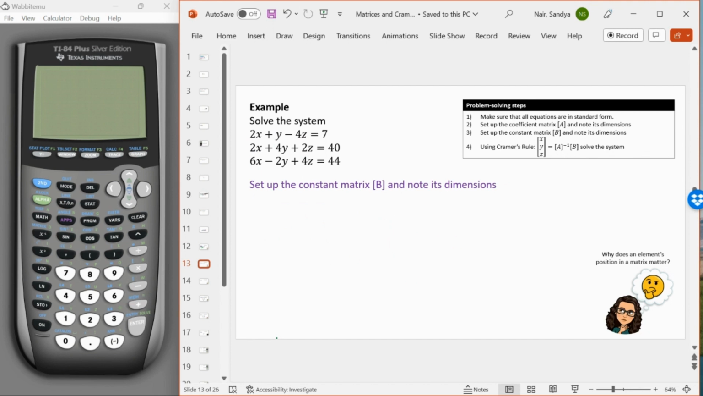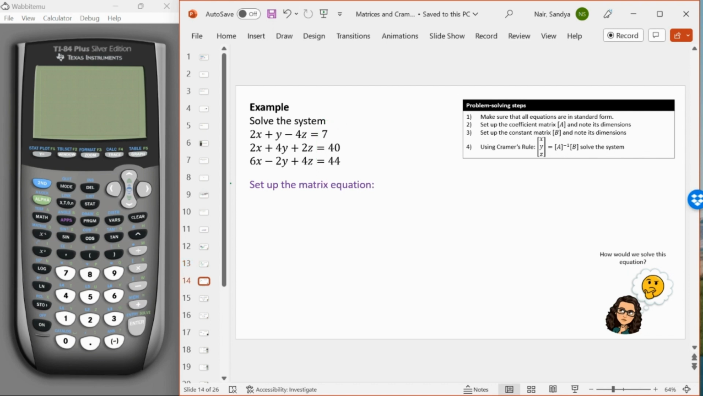So now we're going to set up the constant matrix. What we're going to do to set up the constant matrix is we're going to write out all these constants that are on the right side of our equations. So the constant matrix B is going to look like this. We're just going to write out 7, 40, and 44. Okay, notice that this matrix has 3 rows and 1 column, so this is a 3 by 1 matrix.